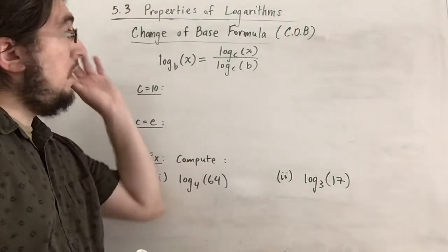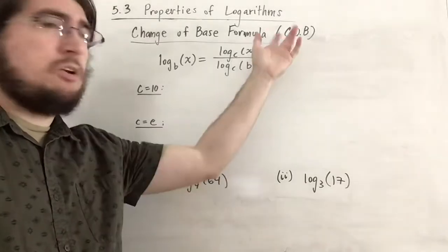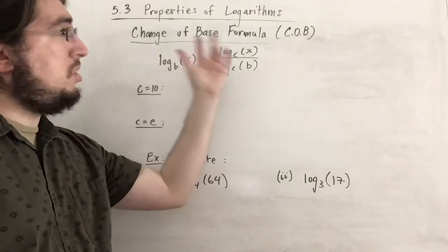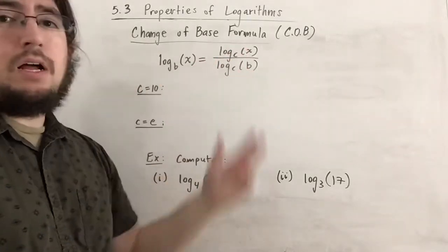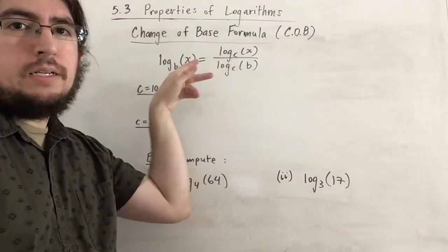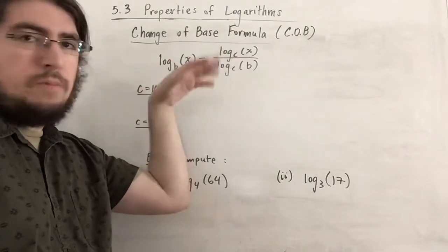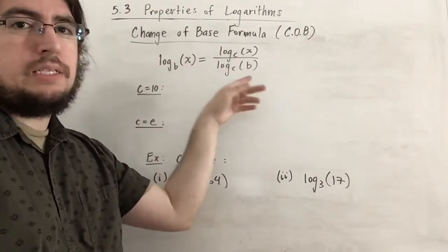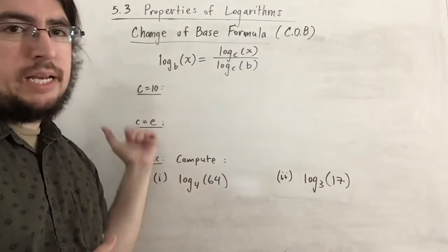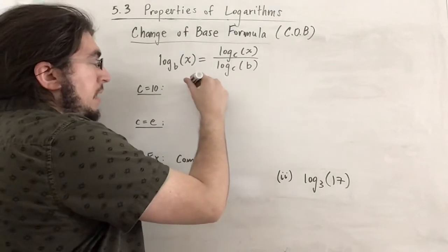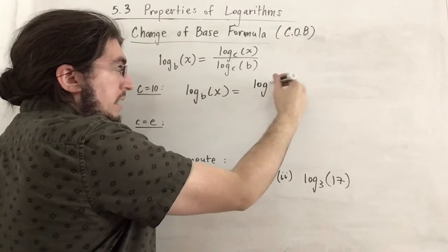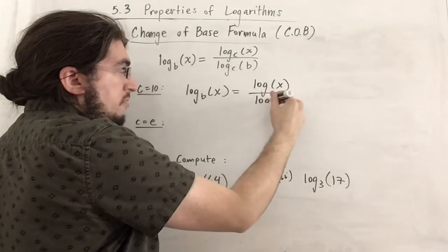Alright, so now this is what is called the change of base formula for logarithms. I write COB as an acronym for change of base, of course. And here we say log base b of x is equal to log base c of x divided by log base c of b. So basically it's any other base you want, and log with that base of the inside over log with that new base of the original base. Now, of course, we get some special cases when c is 10 and when c is e. When c is 10, we get that log base b of x is equal to log base 10 of x divided by log base 10 of b.